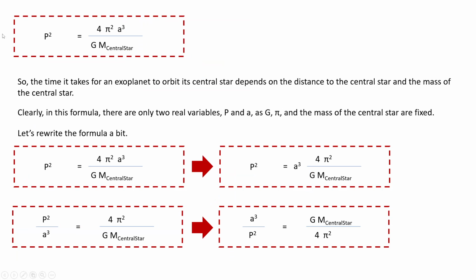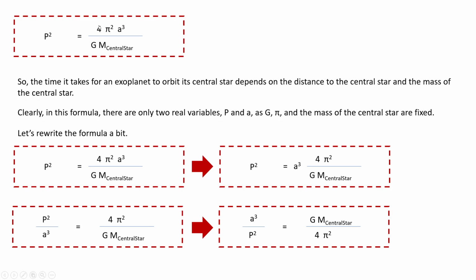Okay, that's a cool formula. We see that here. So this formula is all about the time it takes for an exoplanet to orbit its central star. That time depends on the distance to the central star, and also the mass of the central star. Of course, in this whole formula we have a lot of constants.